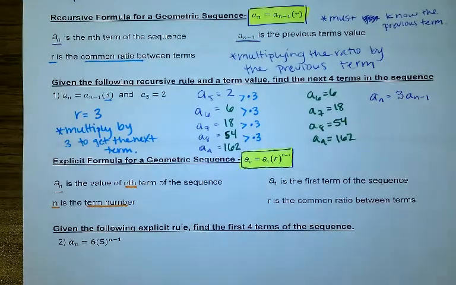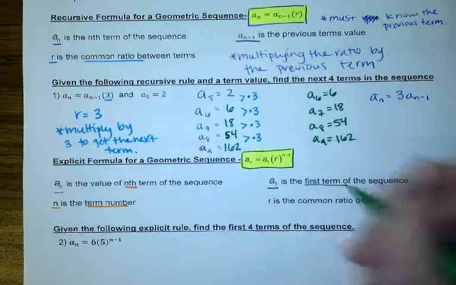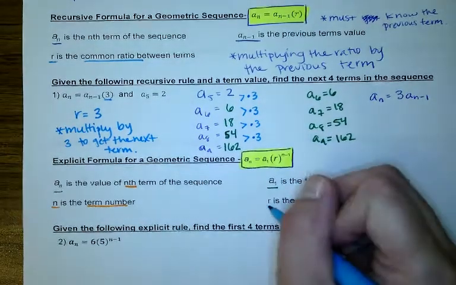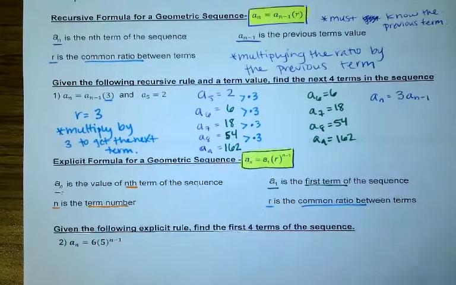A sub 1 is still the first term of your sequence, just like it was in an arithmetic sequence. Still your first term. R is the common ratio between the terms, what you're multiplying by each time.